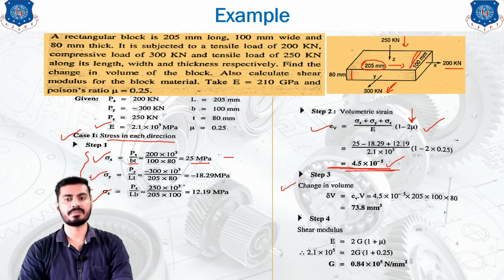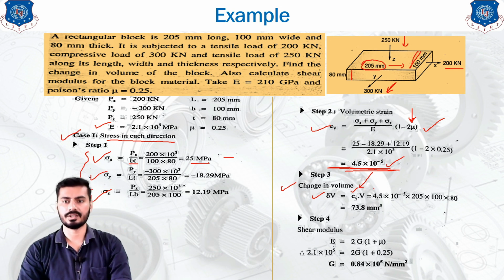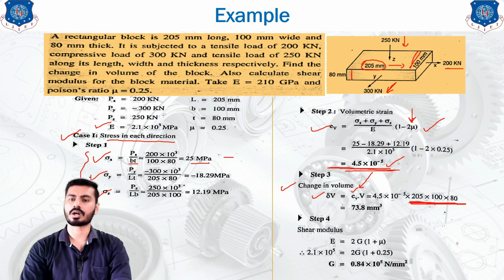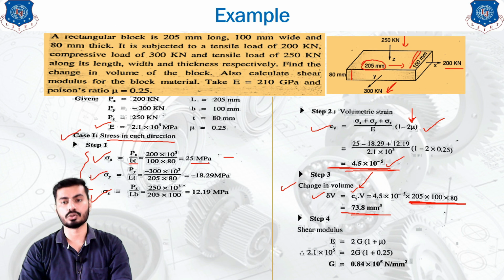The change in volume can be represented as delta V. Delta V is epsilon V into V. We have the value of epsilon V, already calculated as 4.5 into 10 raised to minus 5, and V can be written as L B T, which is the simple volume equation of a rectangular block. By simple multiplication you can calculate the change in volume as 73.8 mm cube. The dimensions are in mm, so make sure that you mention the correct unit, otherwise your marks can be deducted.